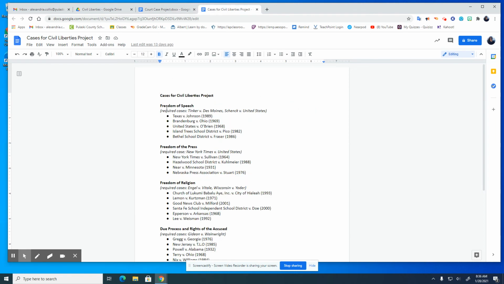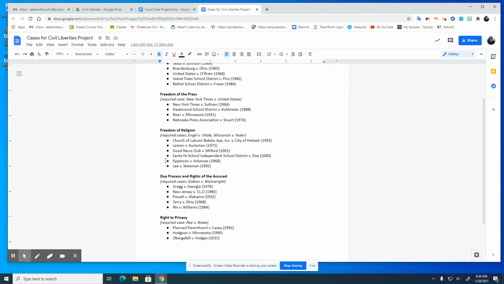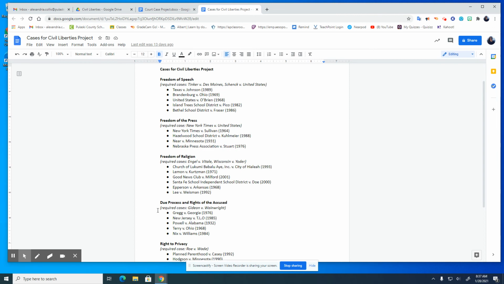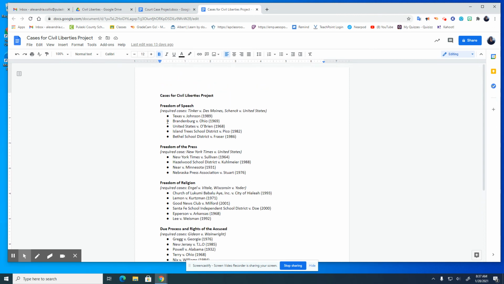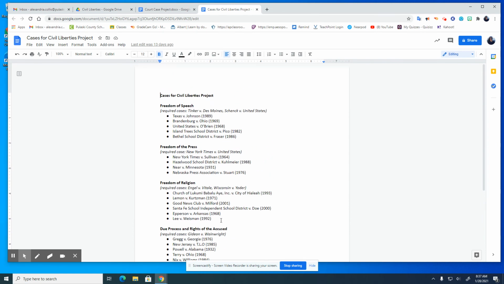So this is the list of cases that you can choose from. So we are discussing things like freedom of speech, freedom of press, freedom of religion, due process and rights of the accused, and then the right to privacy. So you are not choosing from the required cases. We are talking about those and getting details of those in class. You are choosing from the bullet points here. So you can choose any of the cases that you want. So you can just pick one, and that is the case that you are researching.